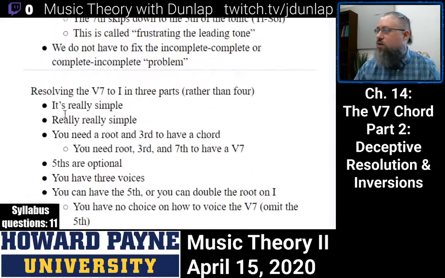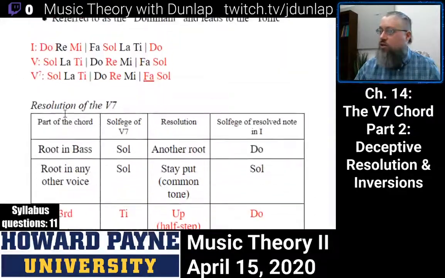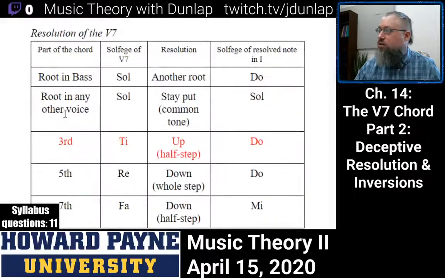Seems elementary, right? But if you look at the chart we made yesterday for the resolution of the 5/7, we're following all of the same rules here. The bass is going to find the next root. The 3rd is going up, the 5th is going down, the 7th is going down. The root in any other voice, what we call the redundant root, is going to find the nearest chord tone.